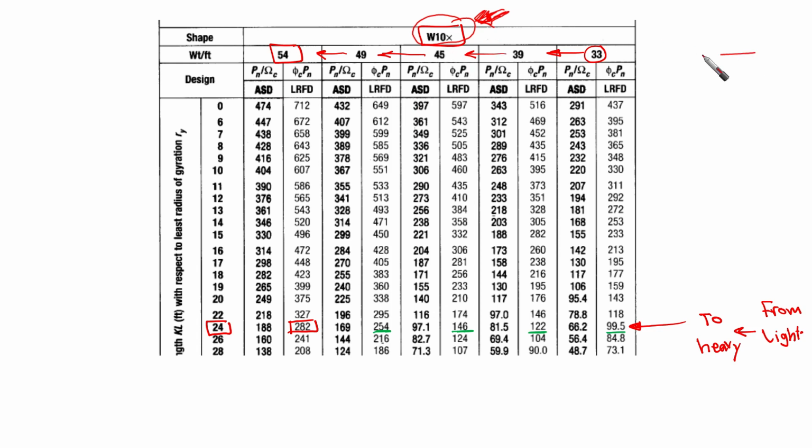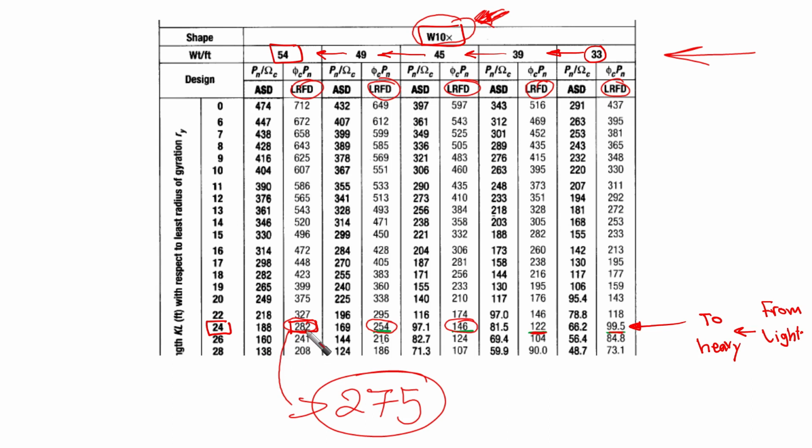We're going, as we said, from right to left. Here at 33, we found that it is 99.5. For W10 by 39, it was 122. Still, we are talking about LRFD columns. Here also 146, 254. Here it is 282. It is larger than 275, right? So this means that we can use this. We are talking about 224, which is our KL. So for this nominal depth, W10, it was 282.